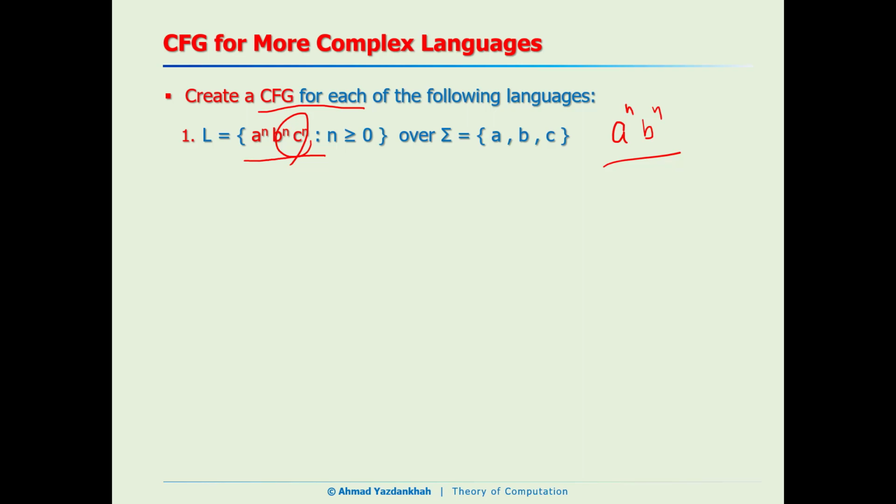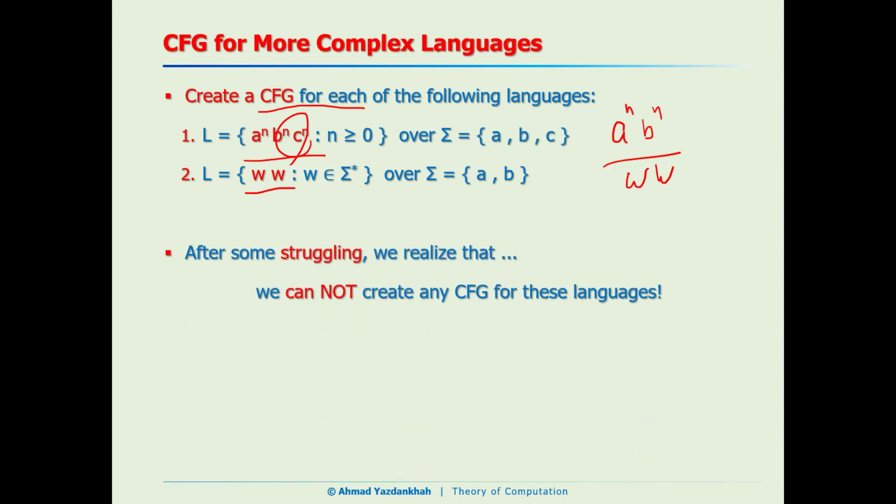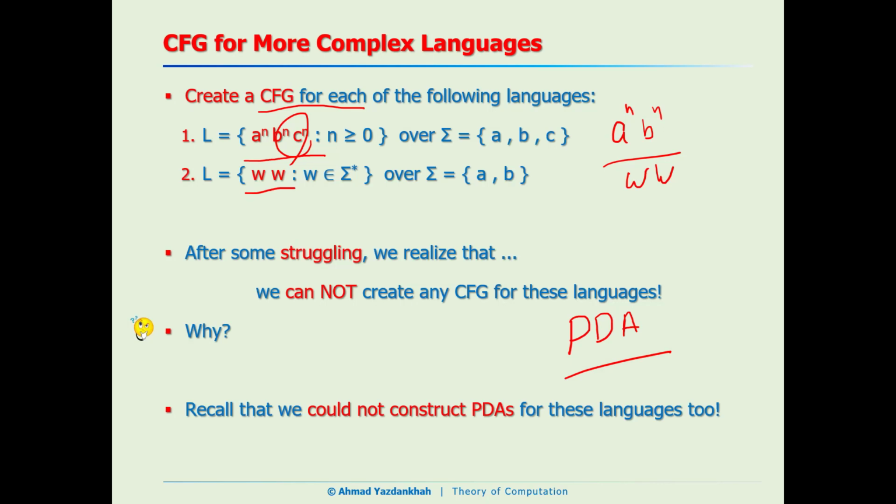Let's ask another question. WW. Can you create a CFG for that? I'm sure after some struggling, you couldn't. Why? Because of the same reason that we couldn't create a PDA for these languages. And since there is an association between the machines, languages, and grammars, it makes sense that we cannot create context-free grammars for these languages.